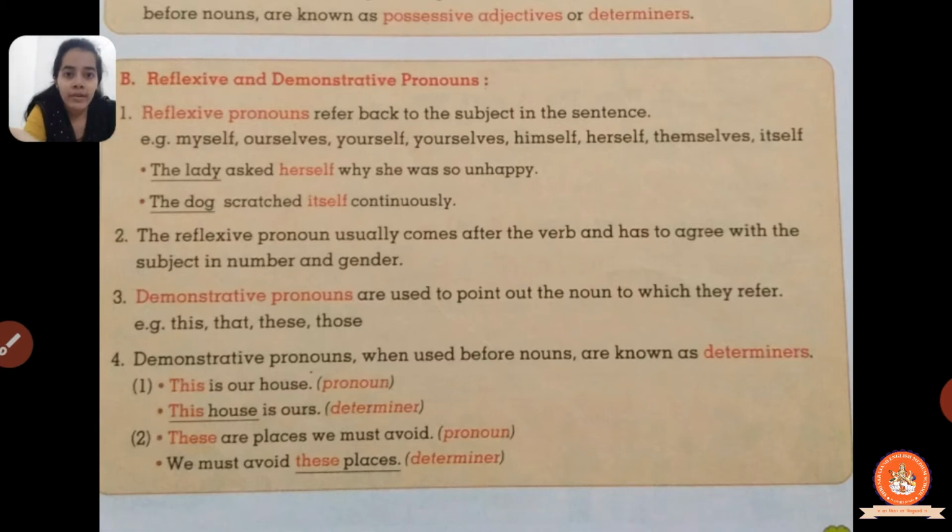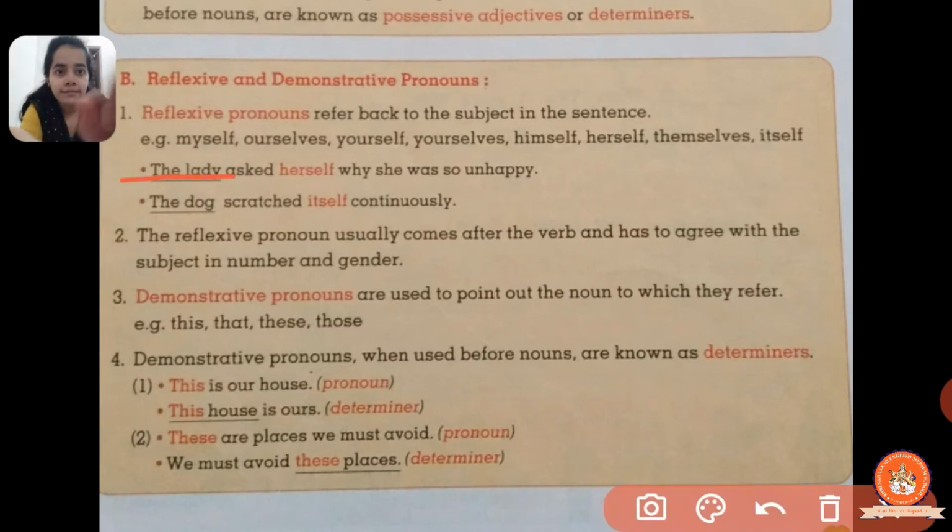Alright, students. Now we will see the two sentences which they have given over here. So here see, the lady asked herself why she was so unhappy. So the lady asked herself. Here the lady is the subject, and she asked herself. This is called a reflexive pronoun because it is referring back to the subject. Our subject is the lady over here, right? She is asking herself why she was unhappy. So both these are connected to each other, right? The lady is the subject and herself is the reflexive pronoun.